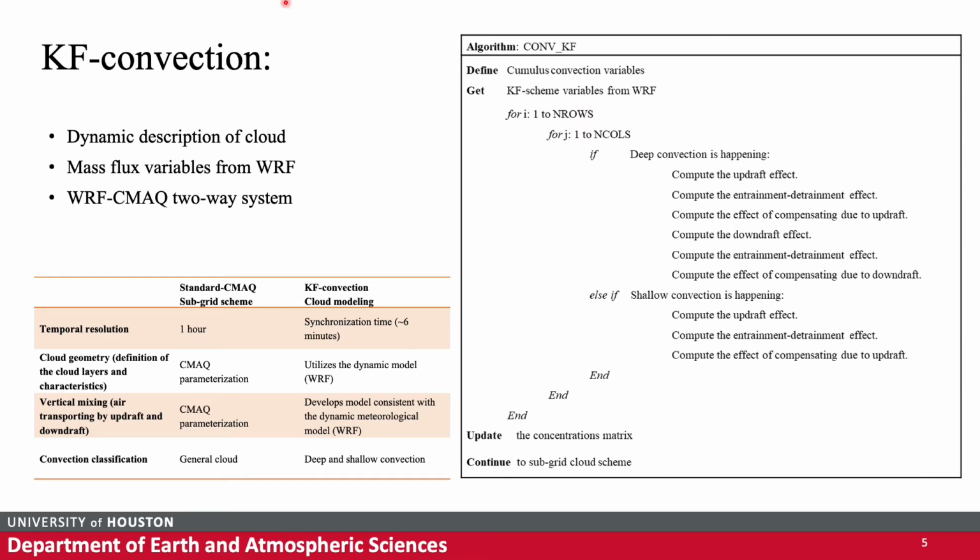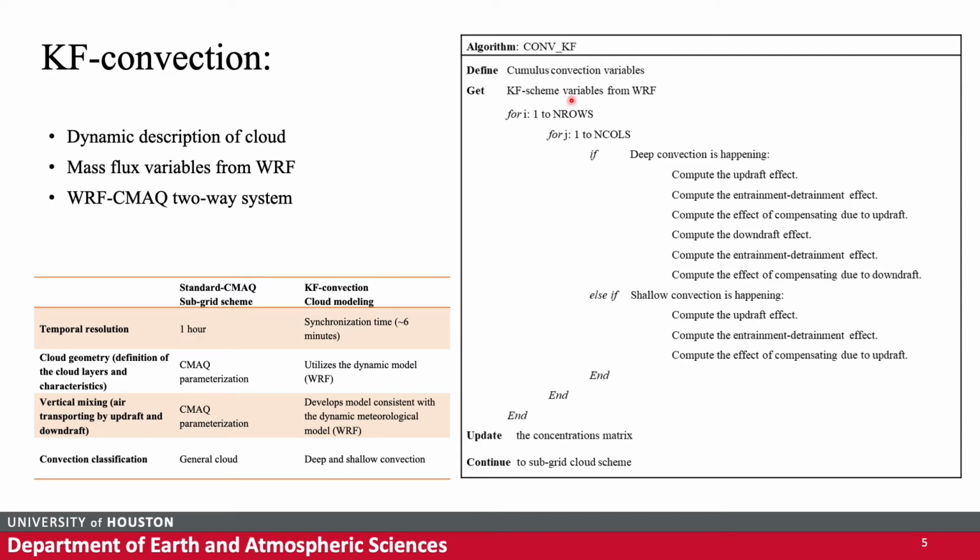The KF convection model that we developed for CMAQ is based on the well-known Kain-Fritsch convection scheme. First, I have to say that we use the dynamic description of clouds, where all the cloud shape related parameters were imported from the WRF KF cumulus scheme. The information regarding the mass flux variables is also imported from WRF. And we use the WRF-CMAQ two-way system because it was more straightforward for transferring all these variables. We only had to turn off the feedback mechanism for this stage.